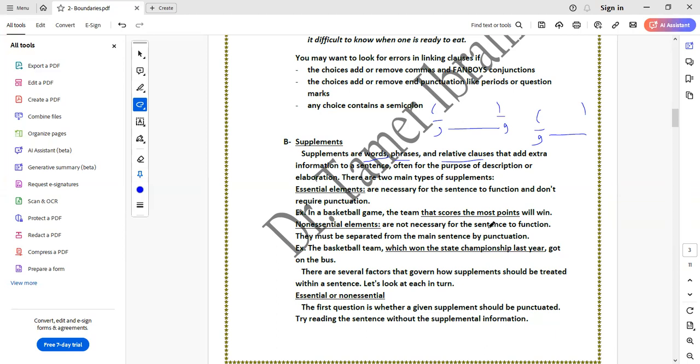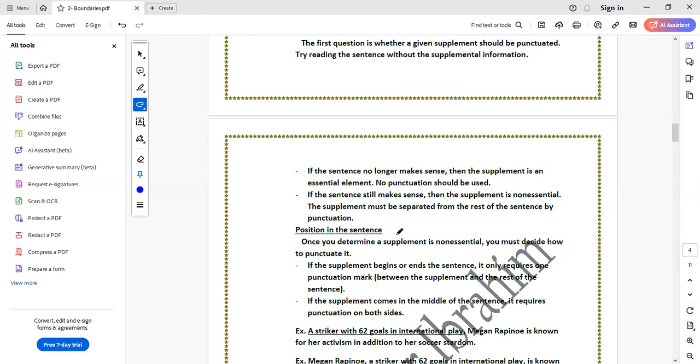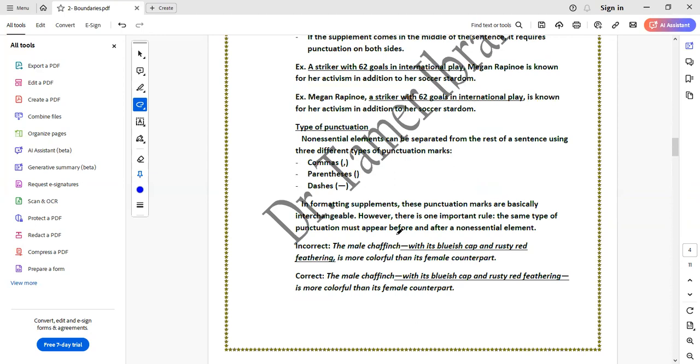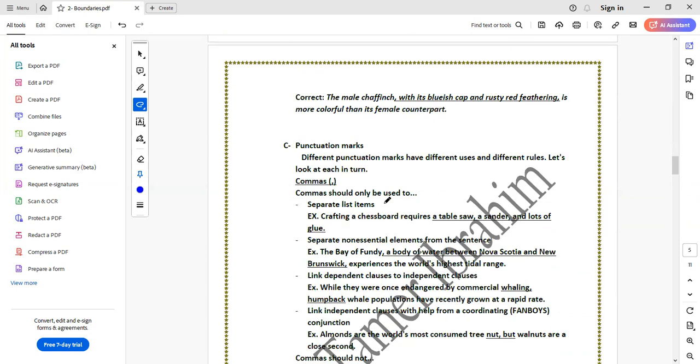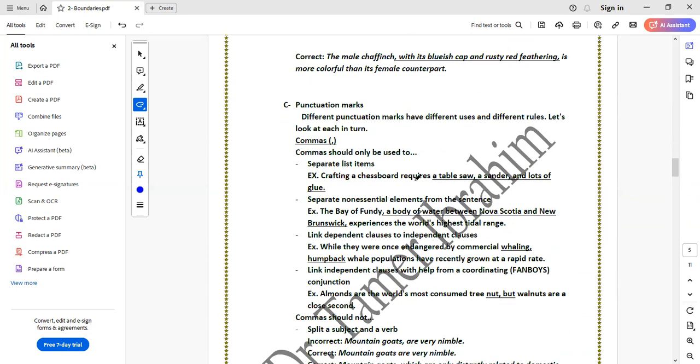How do I know that this is non-essential? Delete it and read the sentence. If it works, it's non-essential. Don't forget that "that" will not be preceded by any punctuation. We talked about the comma, the parentheses, and the dash. The comma will come in a list of more than two items: X, comma, Y, comma, and Z.